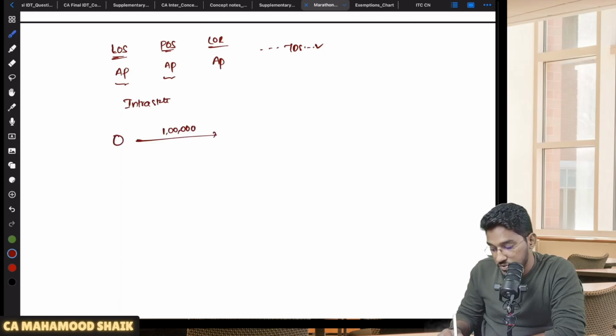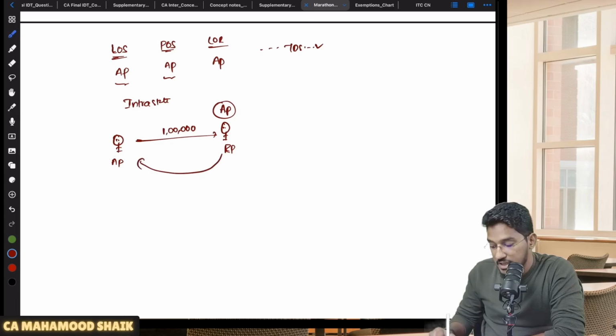If it is an intrastate supply, let us say the transaction is happening for 1 lakh rupees. The supplier is registered with AP government. Recipient is also registered with AP government. Both are registered with AP government only. So this supply is an intrastate supply. So this recipient is required to deduct TDS.